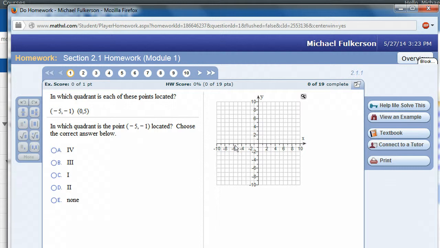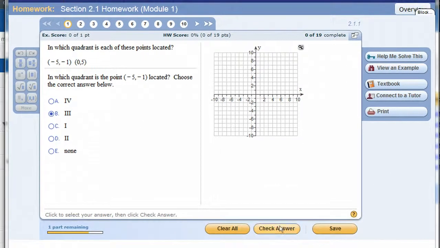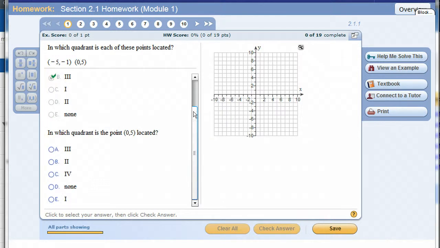So notice the point -5, 1 would be down here. This is the third quadrant down here. Remember quadrant 1 here, quadrant 2, quadrant 3. So I put quadrant 3, and then let's go here and click check answer. So it says excellent. But notice now there also will appear the next question.